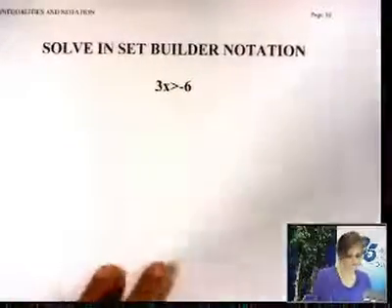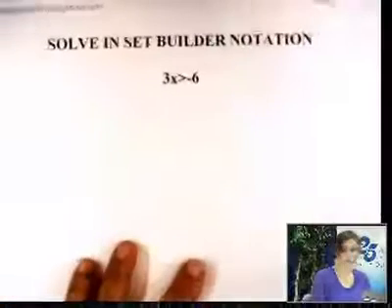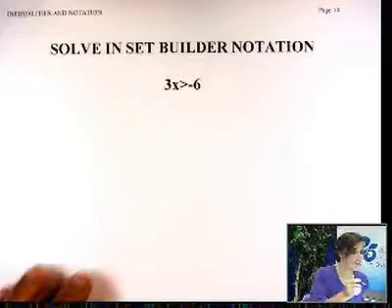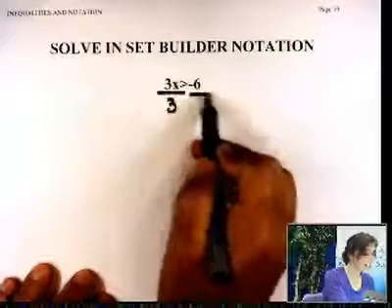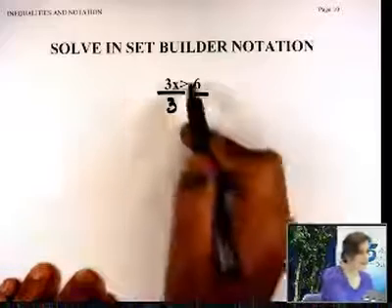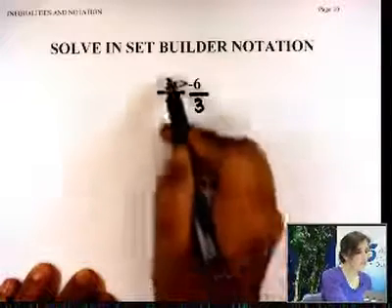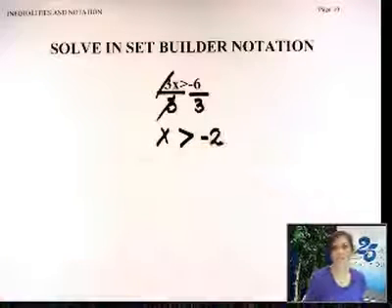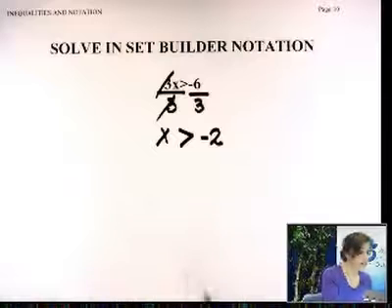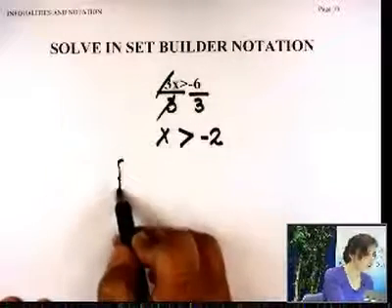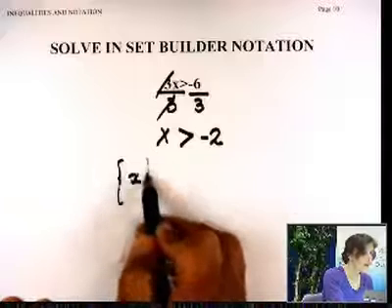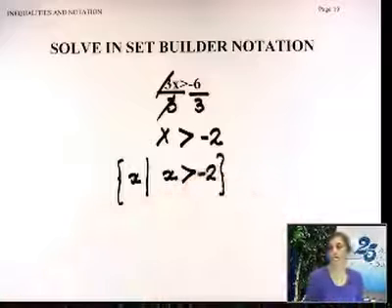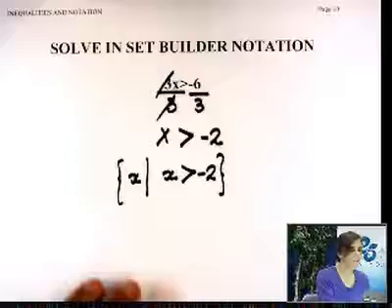How about this problem? 3x greater than negative 6. I wanted a set builder notation. I want x isolated. That means I'm going to divide both sides by a positive number. That doesn't change the direction of inequality. 3's go. X is greater than negative 2. What does that mean? The smallest number I can think of is negative 2 excluding negative 2, and I want it in set builder notation. Braces x such that x is greater than negative 2. Braces. Very good.